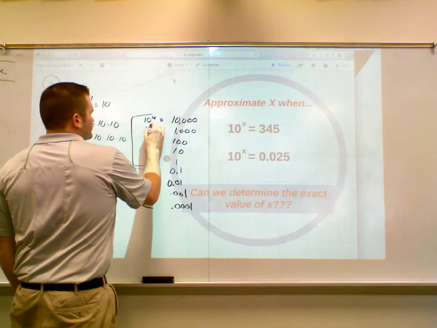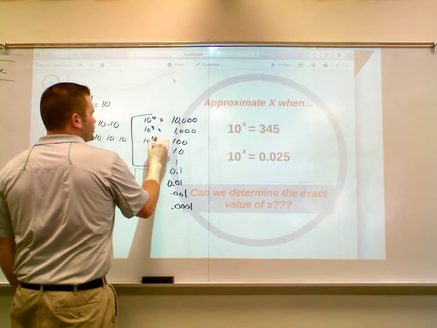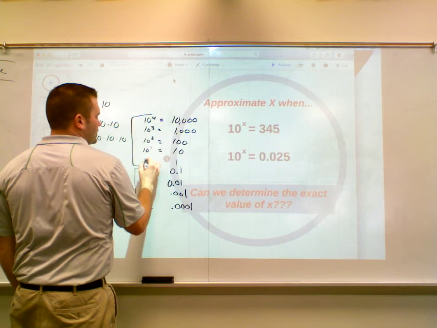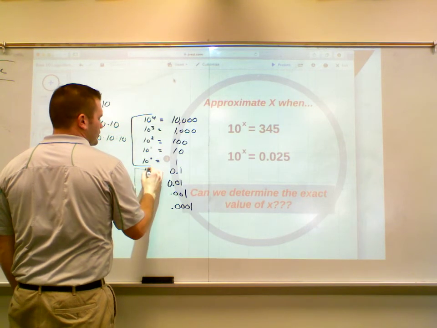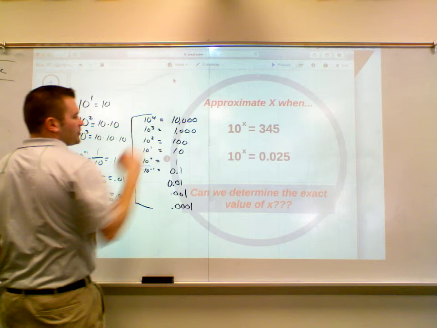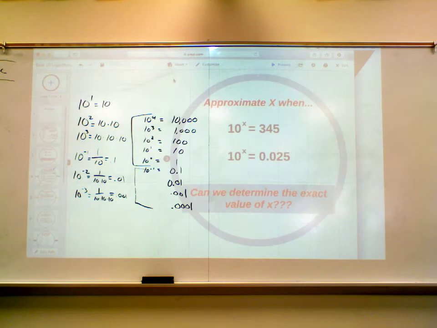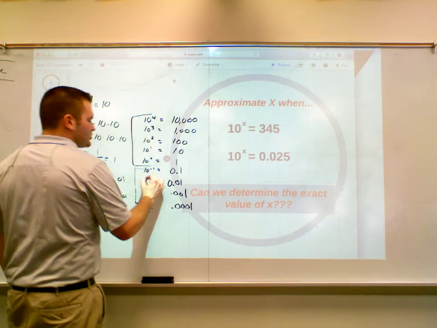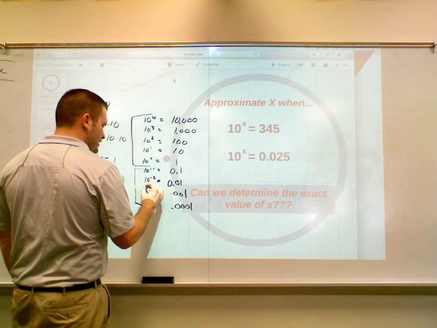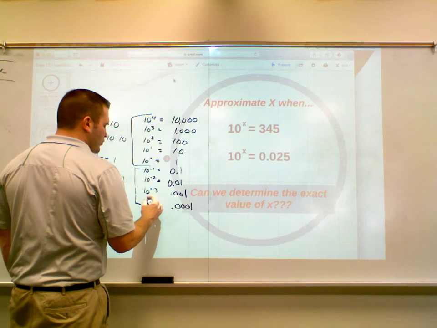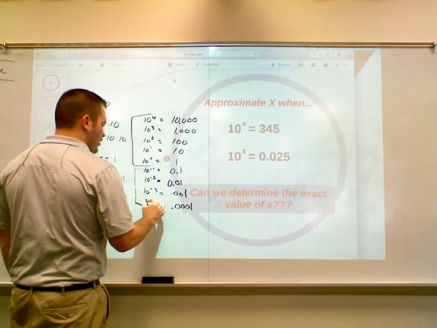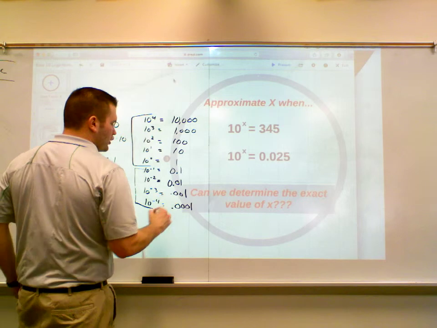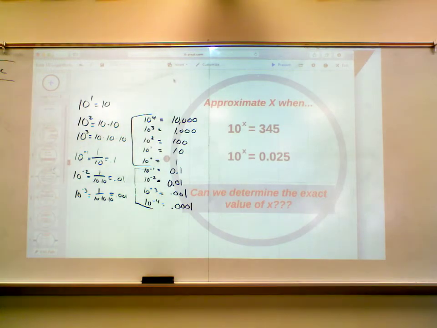I'm just copying down the little chart you guys made already. Now here it says approximate x when 10 to the x equals 345 and when 10 to the x equals 0.025. So take like a minute. When I say approximate, just try to figure out which numbers the power will be between. And if you know what numbers the power is between, then try to figure out what power it is.